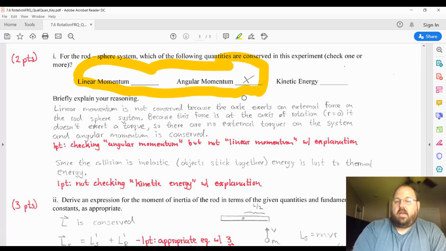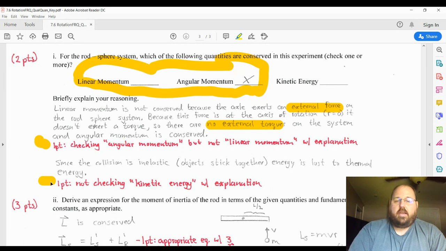So linear momentum is not conserved because there's an external force, but that external force does not exert a torque. And so linear momentum is not conserved because of an external force. It is angular momentum that is conserved because there's no external torque. So those are the 2 things you have to mention to get this first point. And then the second point is for not checking energy with some sort of explanation.